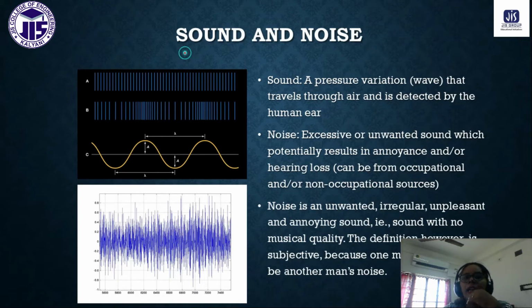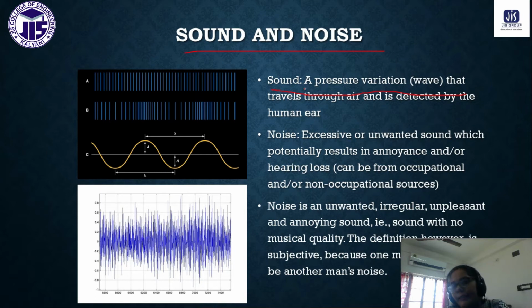Okay, next, sound and noise. What are the differences between sound and noise? Generally, we can define sound as a pressure variation, that is a wave that travels through air and is detected by the human ear. So sound is a pressure variation wave function. It can travel through air or any medium and be detected by the human ear. So this is called sound.